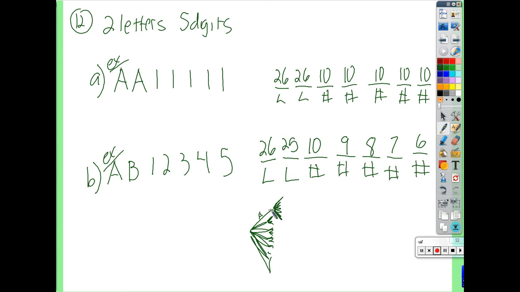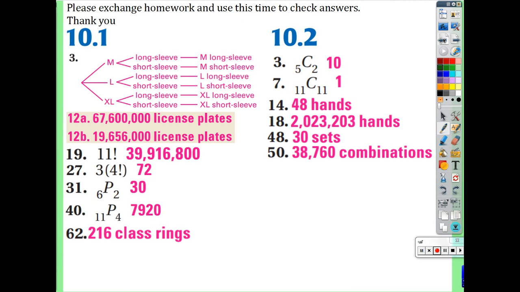Then we pick A, and then say we pick B. And then we need to pick a digit. Well, there's 10 coming off there. Each one of those is going to have 9. Each one of those is going to have 8, 7, and 6. So we have 26 times 25 times 10 times 9 times 8 times 7 times 6, because every one of these branches is identical to this one. It has that many branches, lots and lots, too many to actually draw out. That comes out to be 19,656,000.